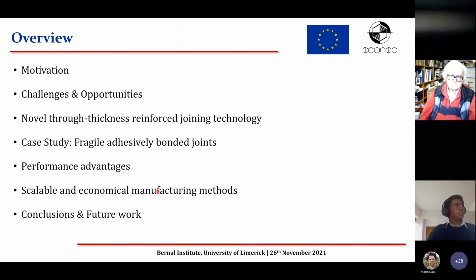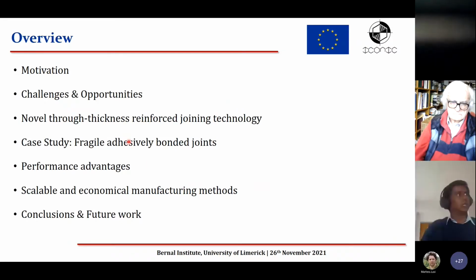This will be the overview of my presentation today. I'll briefly introduce the topic, then I'll present an interesting case study which demonstrates how fragile adhesive joints can be. Then I'll move on to the novel joining technology, summarize the performance advantages, and introduce a scalable manufacturing method. Finally, I'll conclude highlighting the key findings of the research work and give future directions to the work.